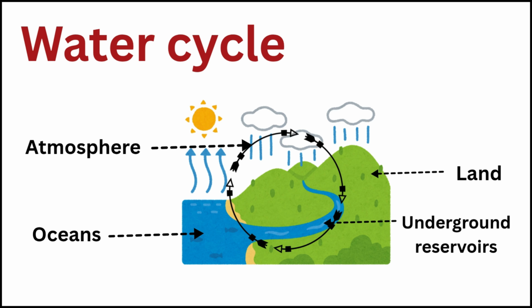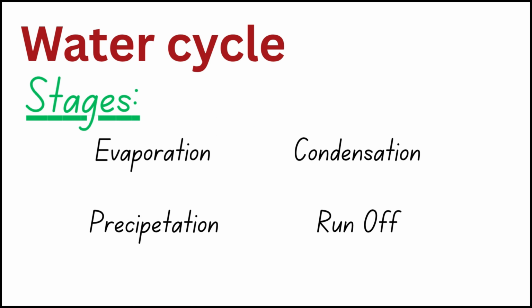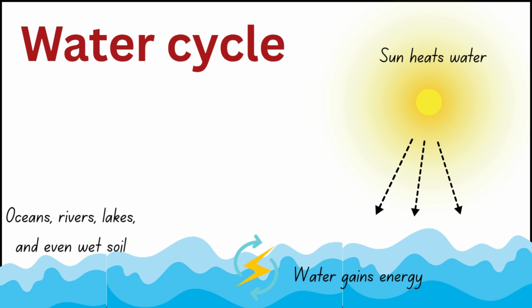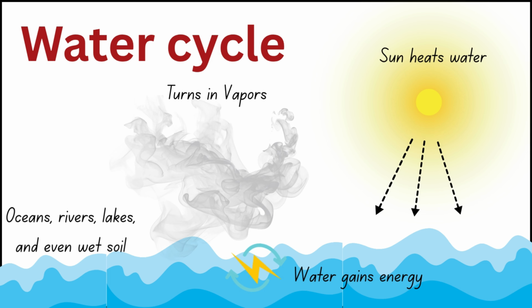Instead, it keeps circulating in a continuous loop, and the driving force behind this entire system is the heat from the sun. The process occurs in 4 stages, and the starting point is evaporation. When the sun heats water in oceans, rivers, lakes, and even wet soil, the water gains energy. This energy changes liquid water into water vapor, an invisible gas.